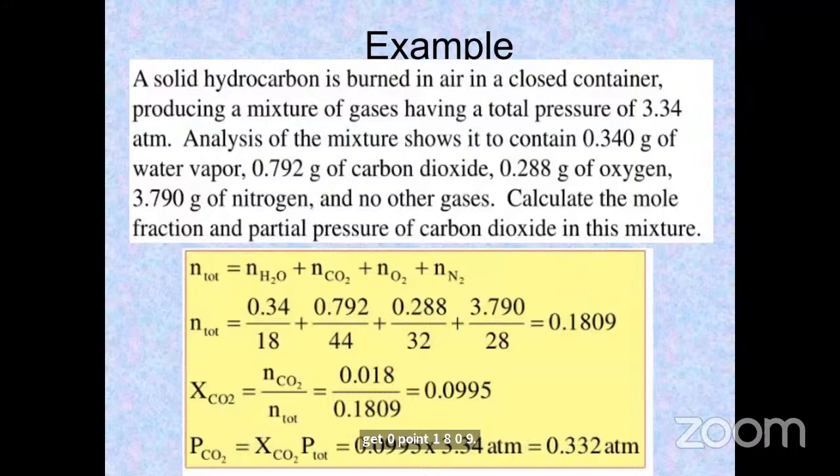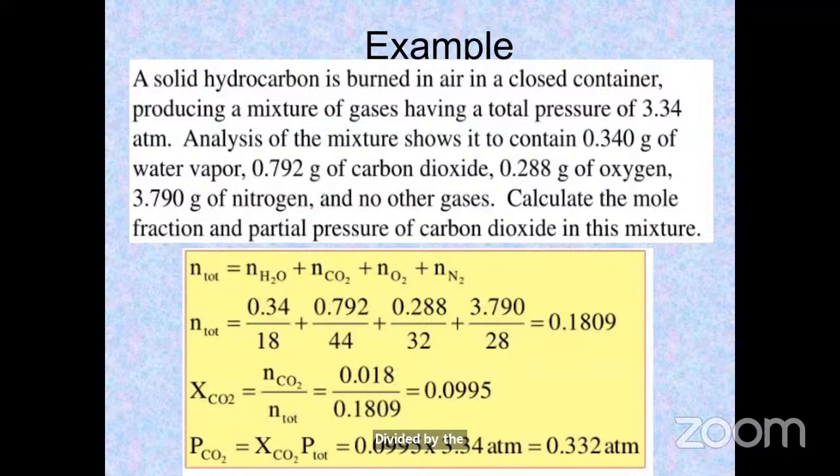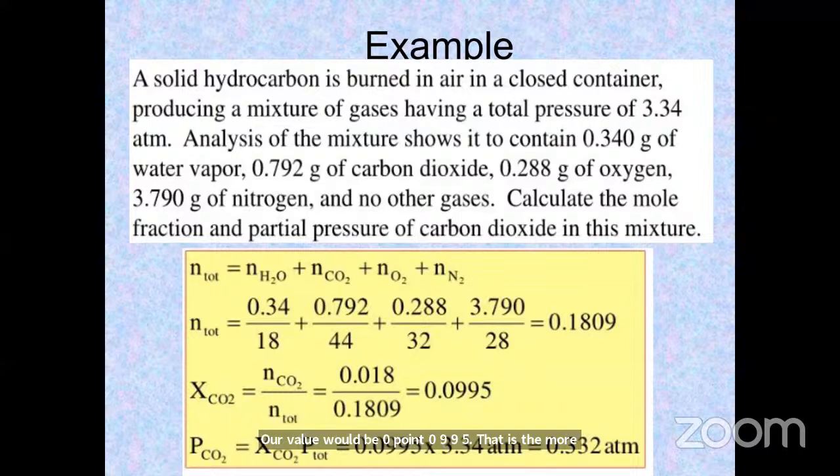But we are asked to calculate the mole fraction of CO2. So it means the mole fraction of CO2 will be the number of moles of CO2 divided by the total number of moles. So when you press 0.792 divided by 44, you get 0.018. And then the total number of moles, 0.1809. So when we divide that, our value will be 0.0995. That is the mole fraction of carbon dioxide.